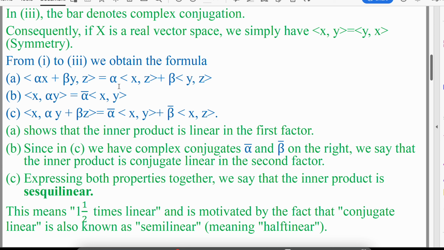So expressing both the properties together, we say that inner product is sesquilinear. Sesquilinear means it is 1.5 times linear. So 1.5 times linear is motivated by the fact that conjugate linear is semi-linear or half linear. So because it is 1.5 times linear, we call it sesquilinear.